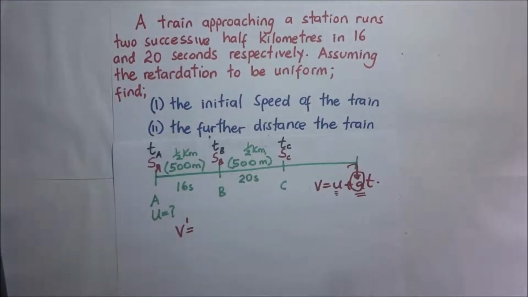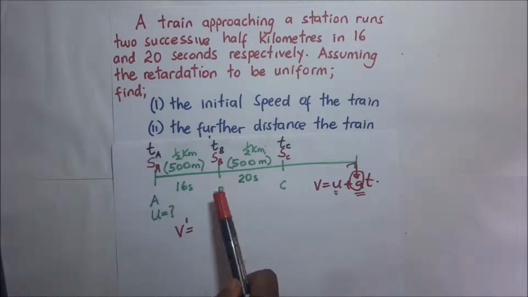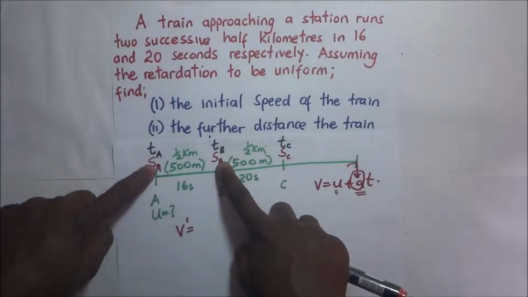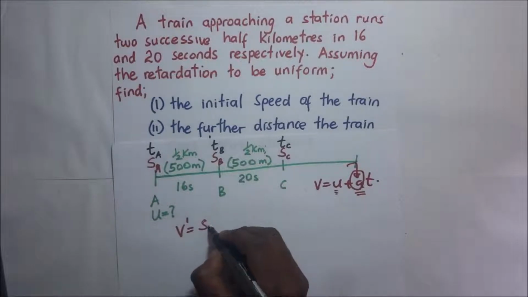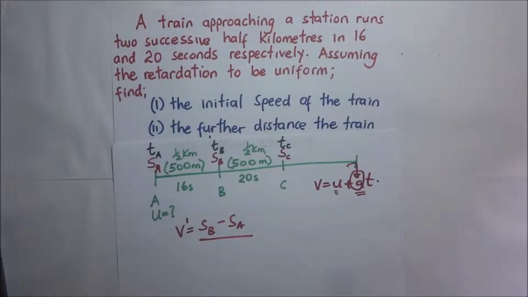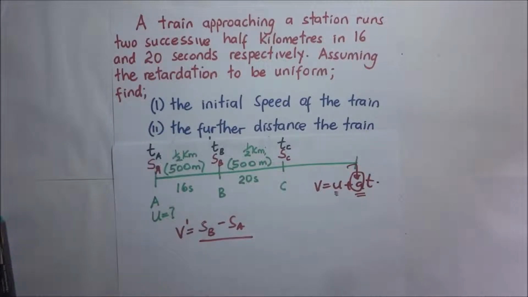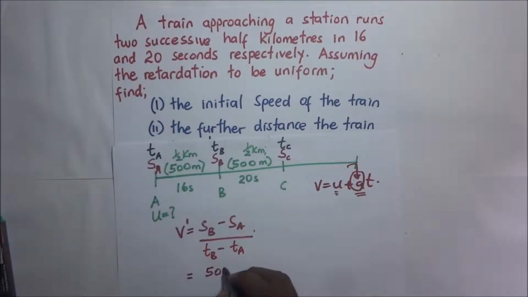So to get the velocity here, it is going to be equal to the change in displacement, which is SB minus SA. Now SB minus SA so happens to be 500 meters according to the question, so let's first write that down: SB minus SA, divide that by time. The time in that interval is TB minus TA. So it means that SB minus SA is already spelled out here as 500 meters. Divide that by the time between here and there.